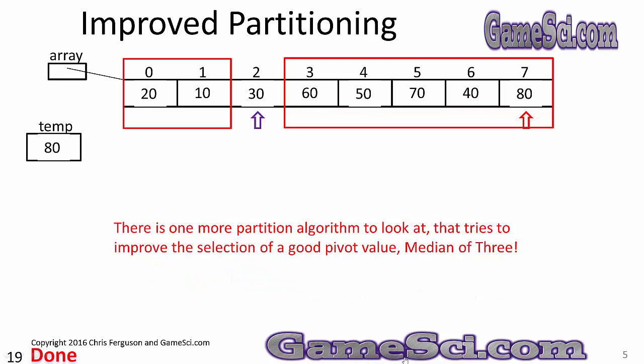There is one more partition algorithm to look at that tries to improve the selection of a good pivot value, and that's called median of 3, and we'll move on to that next.